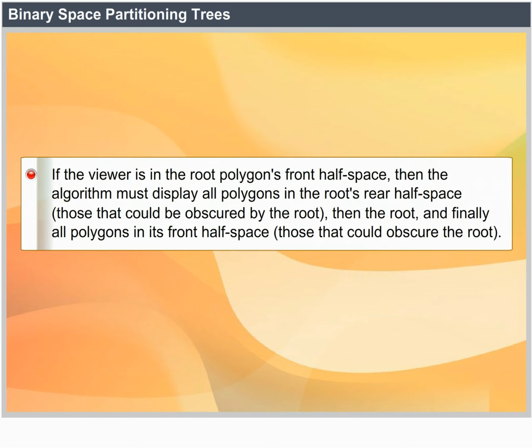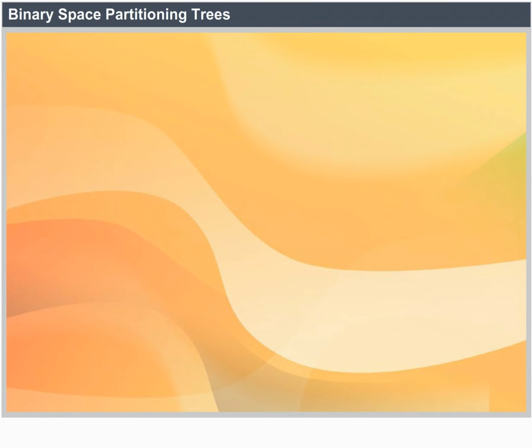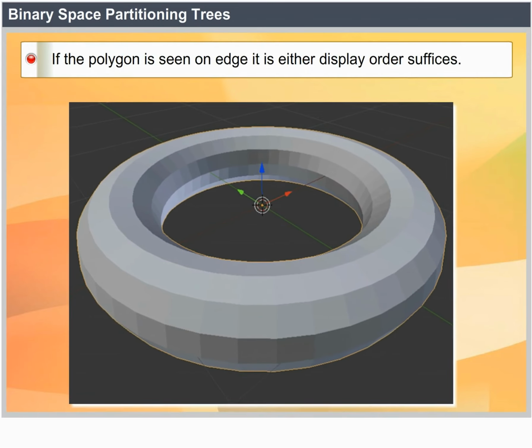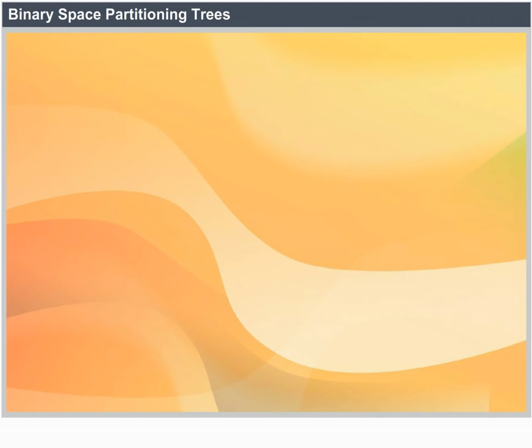If the viewer is in the root polygon's front half space, then the algorithm must first display all polygons in the root's rear half space, those that could be obscured by the root, and then the root, and finally all polygons in its front half space, those that could obscure the root. Alternatively, if the viewer is in the root polygon's rear half space, then the algorithm must first display all polygons in the root's front half space, then the root, and finally all polygons in its rear half space. If the polygon is seen on edge, either display order suffices.